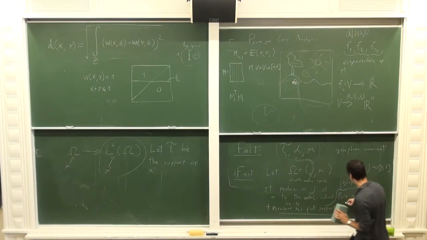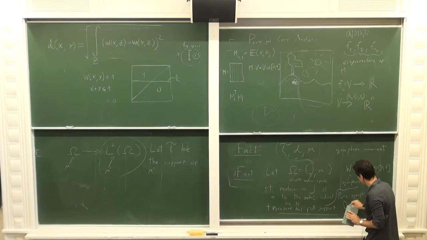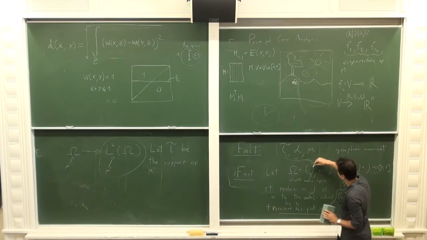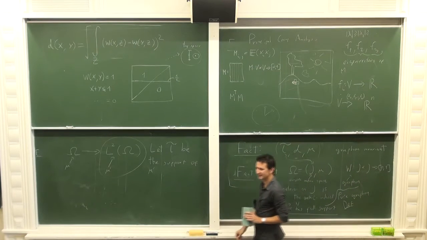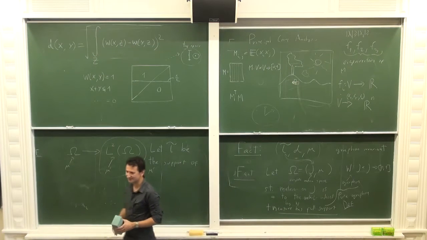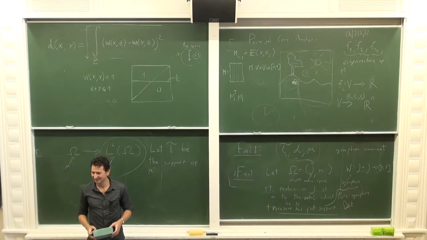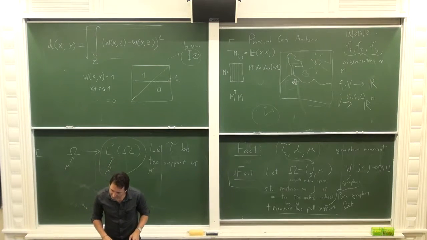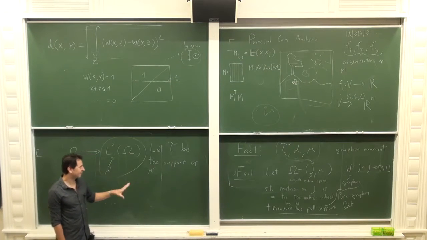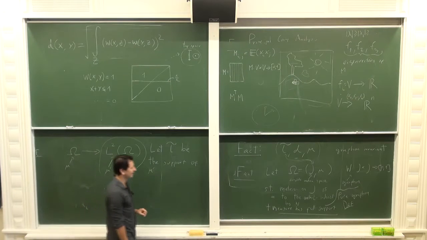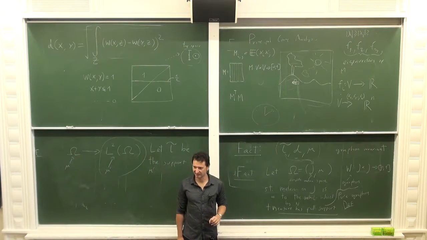So pure graphon is a definition. And the fact is that this is the same topological space. The fact is that every graphon is weakly isomorphic to a pure graphon. That's a fact.